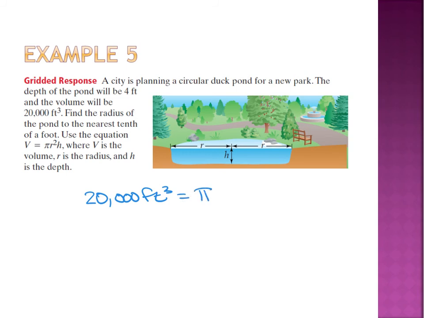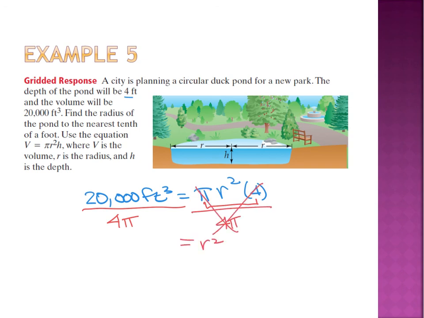Pi is a constant. We know that our radius is going to be the unknown value, and we're told that the height will be 4 feet, so I'm going to multiply that by 4. Now, in order to solve for my r value, I do have to divide everything by 4 pi. I'm just going to combine these because these are my two constants. So if I divide both sides by 4 pi, these are going to cancel, and that's going to leave me with r squared. And 20,000 divided by 4 pi is 1,591.55. Because this is r squared, I do need to square root both sides.